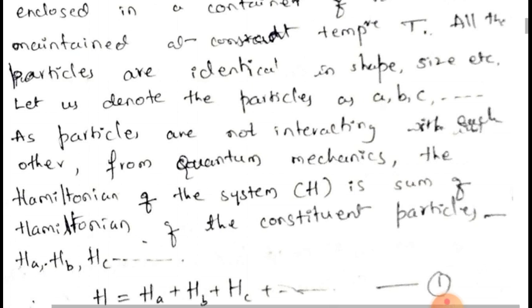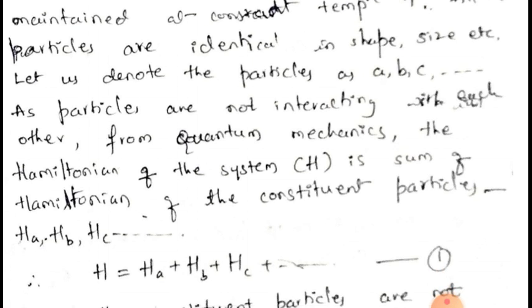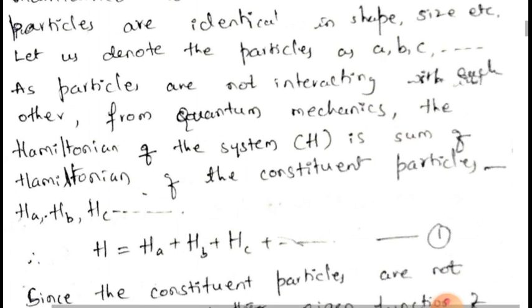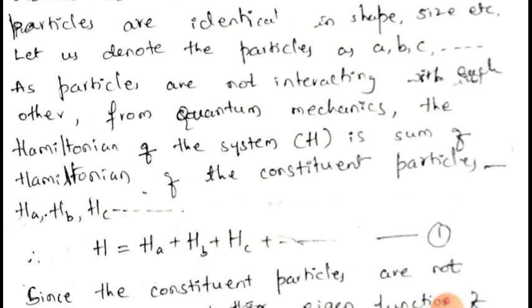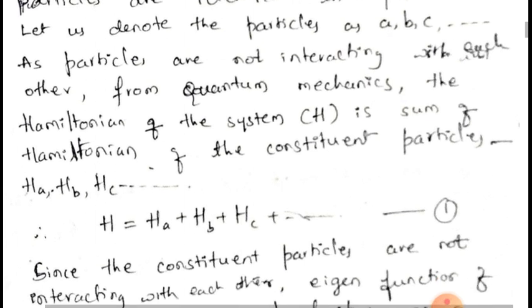Let us denote the particles initially as A, B, C, and so on. There are a large number of particles. If we consider 1 mole of any gas, it consists of Avogadro number of particles. For understanding purposes, let us just denote them as A, B, C, and so on.